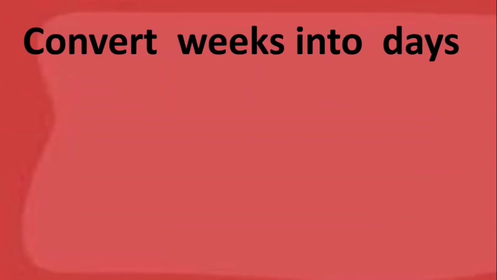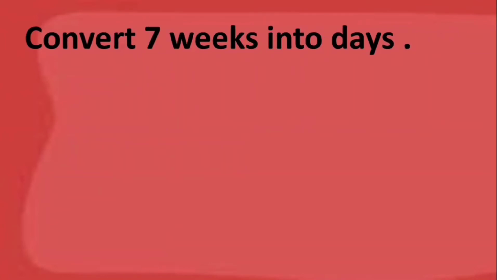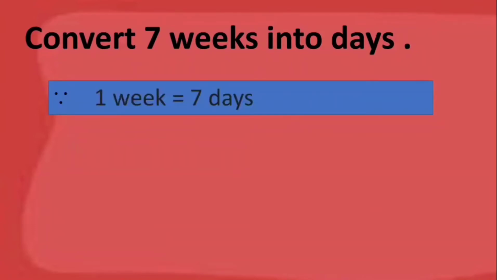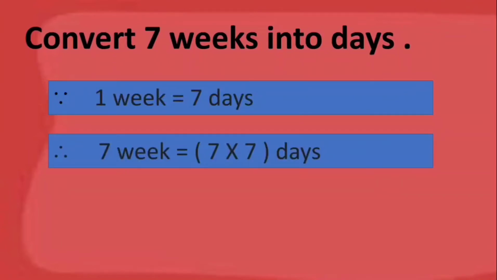Now let us learn how we can convert weeks into days. As we all know, 1 week has 7 days. Let us now solve one example converting weeks into days. Let us convert 7 weeks into days. As we know, 1 week equals to 7 days. So we will multiply 7 by 7. It means there are 49 days in 7 weeks.